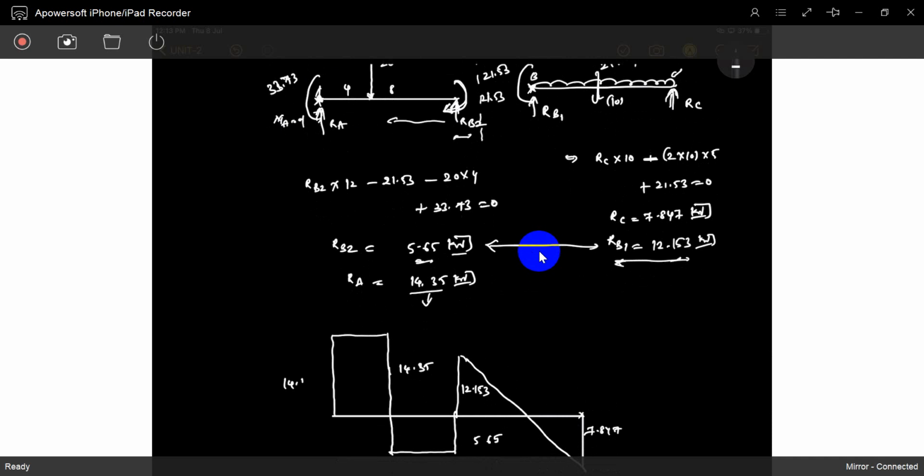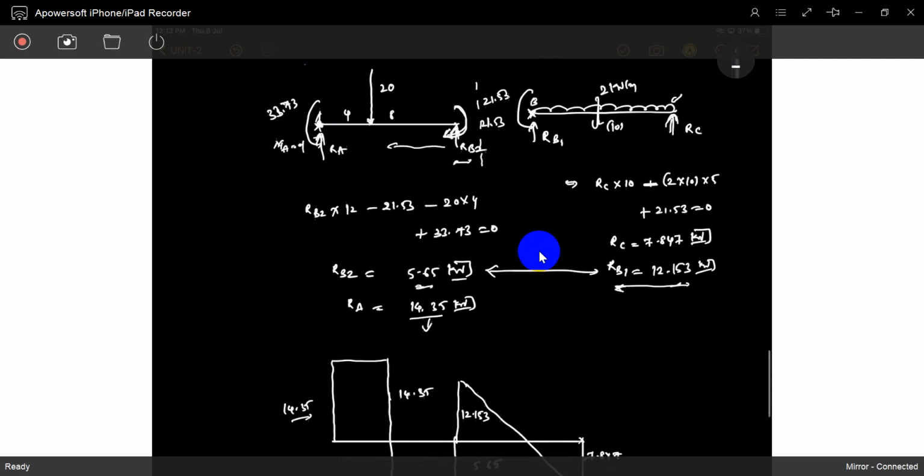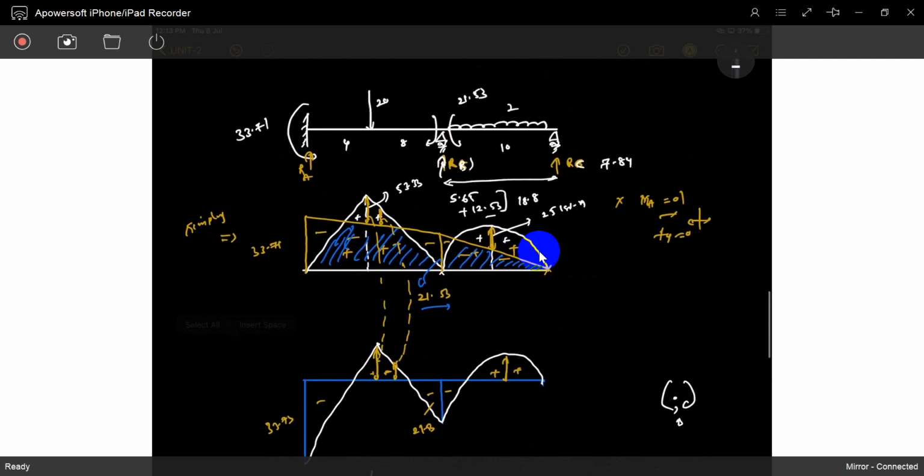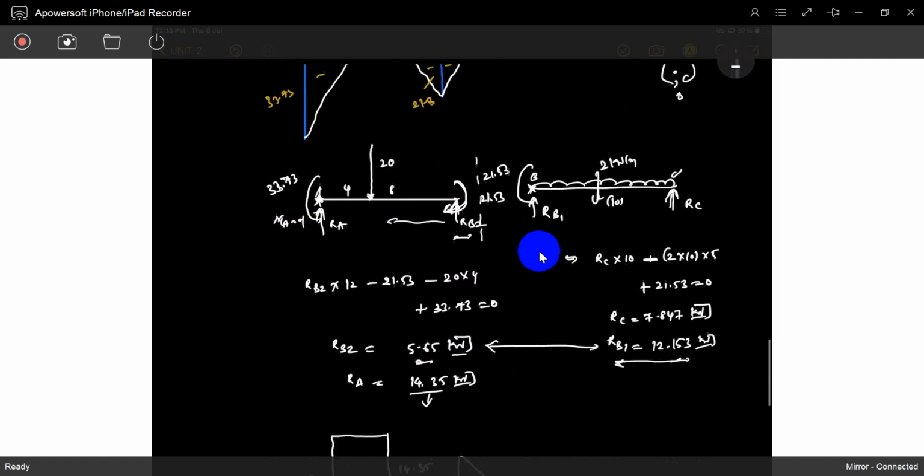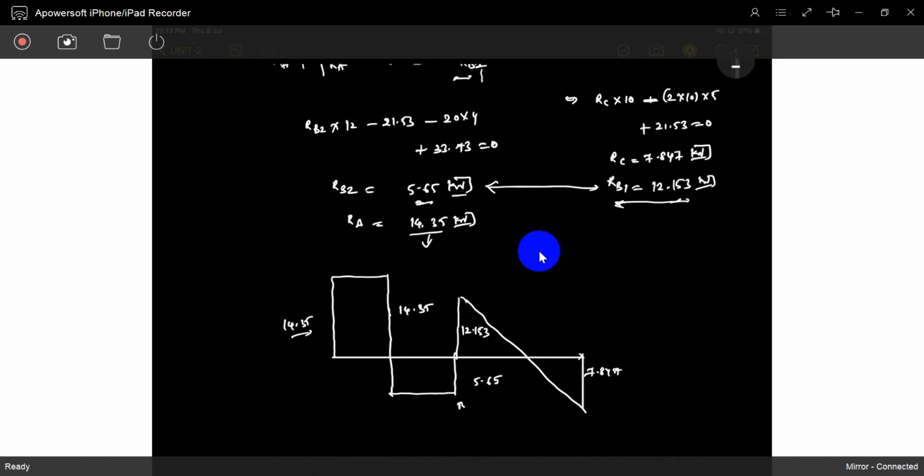That's the shear force diagram. So now you observe it. What is the shear force at B, or the reaction at B? Combinedly it's 18.8. Observe it. This is the location of A, this is the location of B, and this is the location of C.